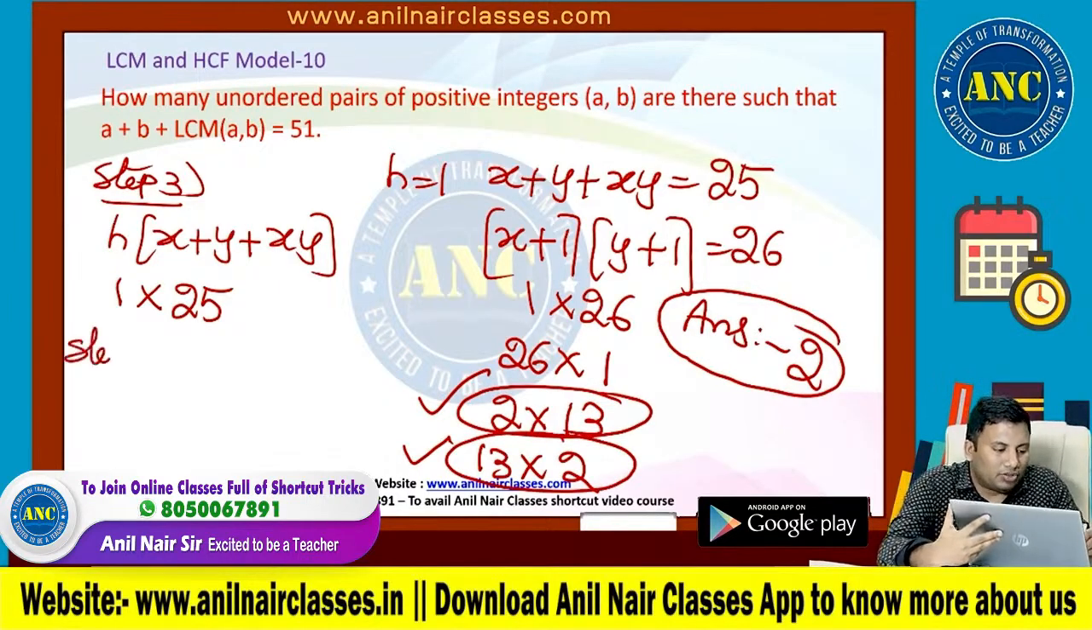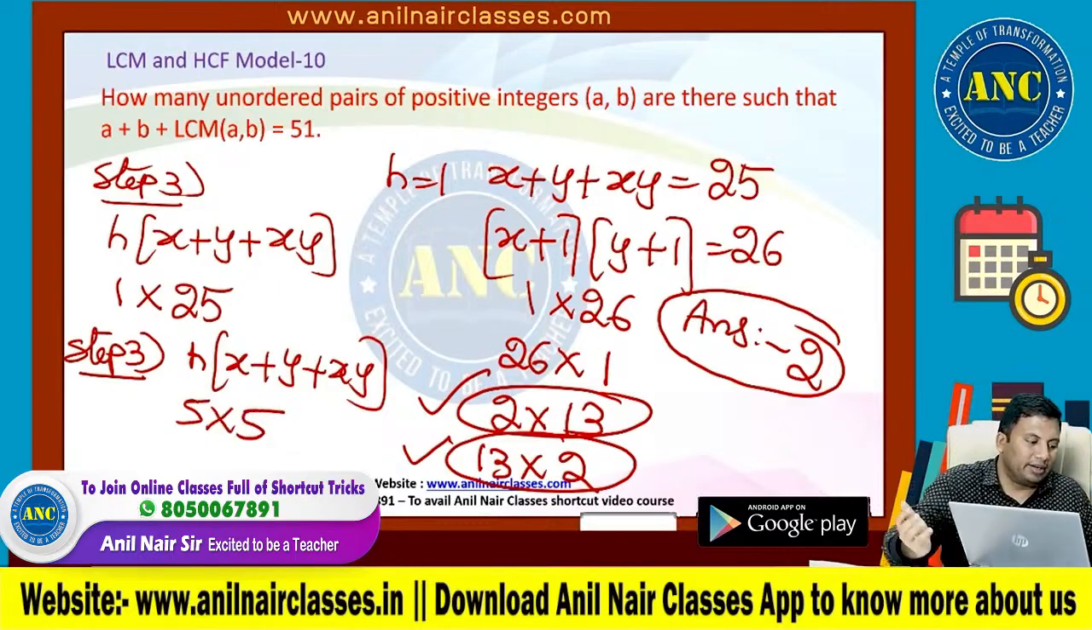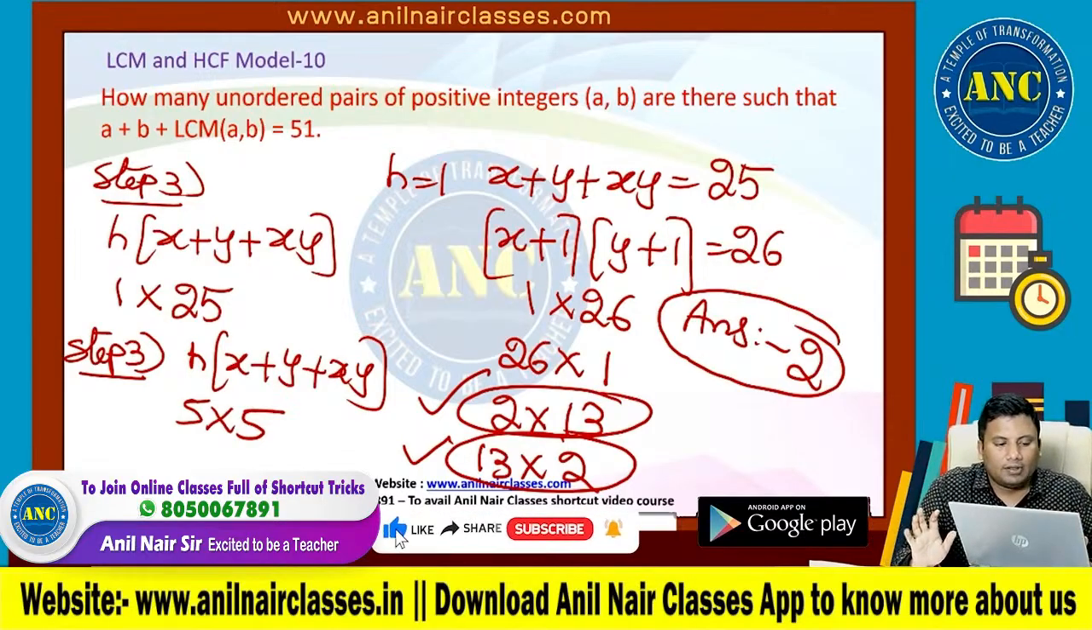Step number 3. H into X plus Y plus XY. It is 5 into 5, which I will do in the next slide. H into X plus Y plus XY. Step 3. Till here is it clear?